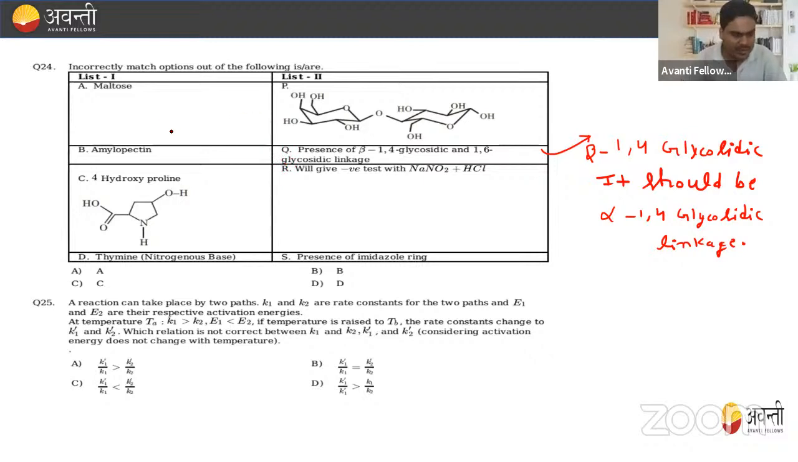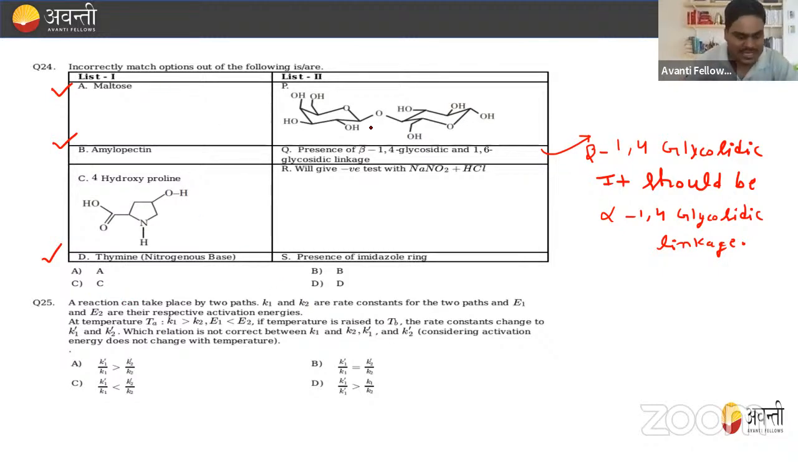Similarly, if I'm talking about the next one, that is D, thiamine. Thiamine is a pyridine, not purine. So the incorrectly matched options out of the following are A, B, and D. These are incorrectly matched.